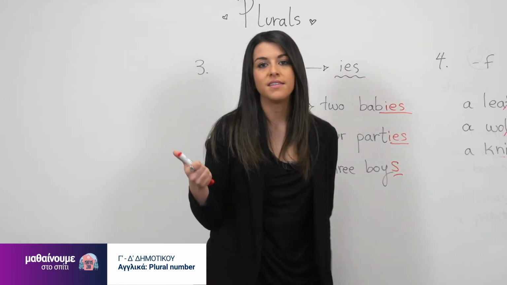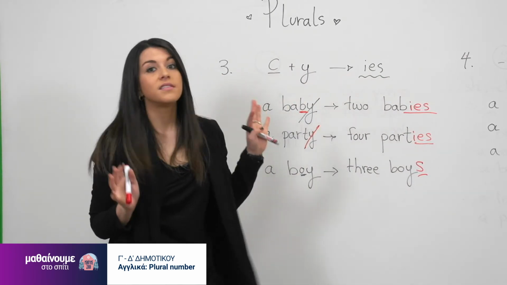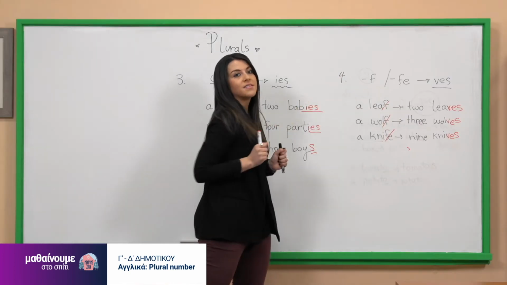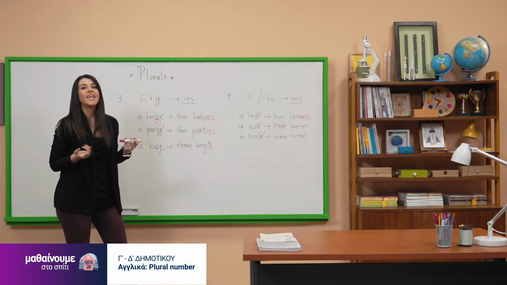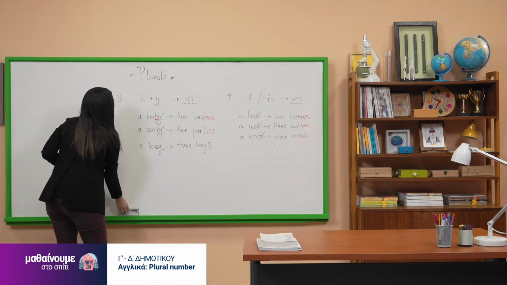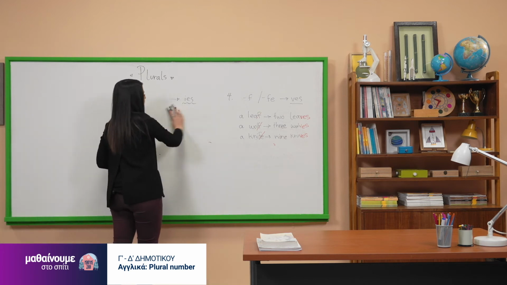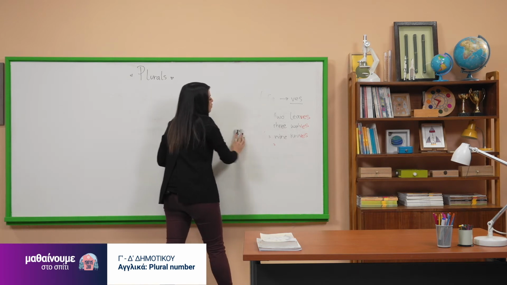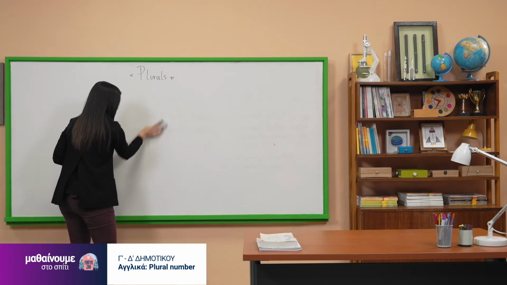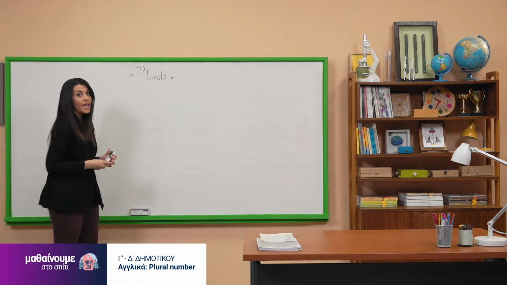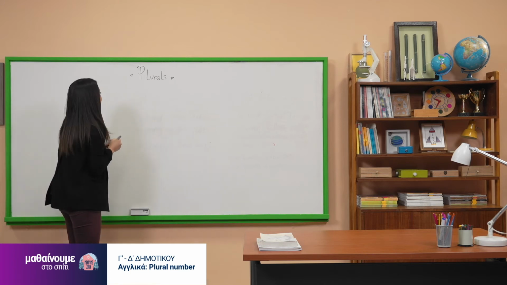Number 1, S. Number 2, ES. Number 3, IES. And number 4, VES. So these are the 4 basic ones. Now, we also have some irregular. So what does this mean? Some of them change completely or they don't change at all. So κάποια αλλάζουν εντελώς ή μπορεί και να μην αλλάξουν καθόλου. Let's see which ones these are. This is the last rule, ο τελευταίος κανόνας, okay? Maybe you can write this down, or you can just look at the board. So number 5.